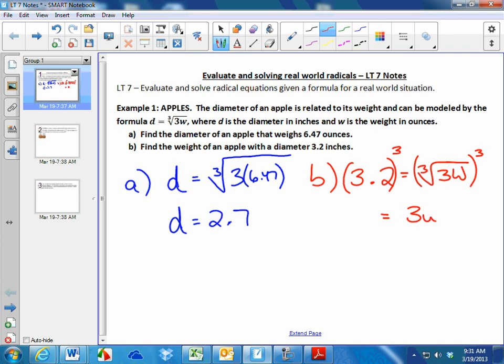On the right, we get 3W. On the left, we get 32.768. Is that right? 32.768. Divide by 3. And we get 10.9, what was it, 926? All right, so we'll just choose to go with 10.9, rounding it to 1 decimal. Now, units-wise, the weight was ounces, so that would be ounces. The diameter was in inches, so that would be inches.